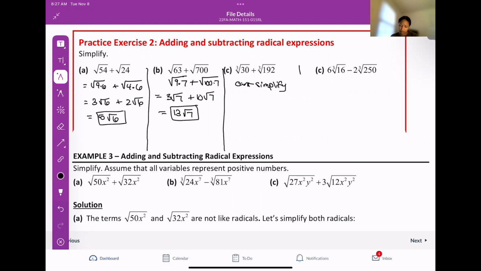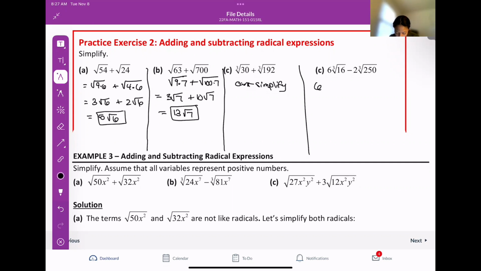Okay, and then the next one, we have cube root of 16. Now we're working with something here. 16 has one perfect cube in it, 8. 16 is 2 times 8. And then 250, that's 2 times 125, and 125 is 5 cubed. All right, so let's write this out.